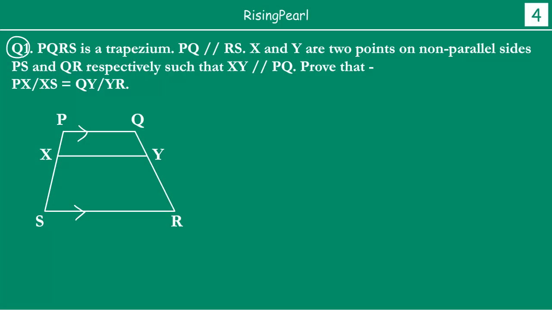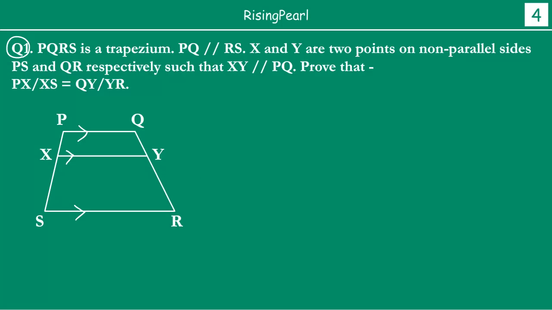So let us just pick a particular spot. Here what I have done is I have picked X here and drawn a line XY which is parallel to PQ. So we have completely drawn our shape. Now what do we need to prove? Now we have to focus on which ratios. We need to prove PX by XS, so PX divided by XS is equal to the ratio QY by YR.